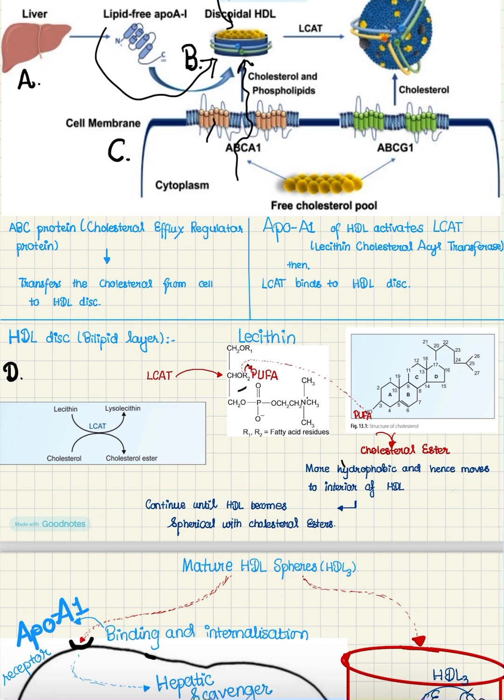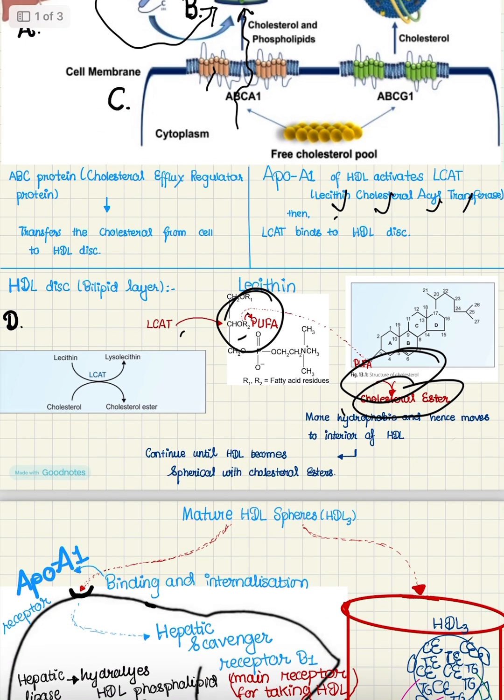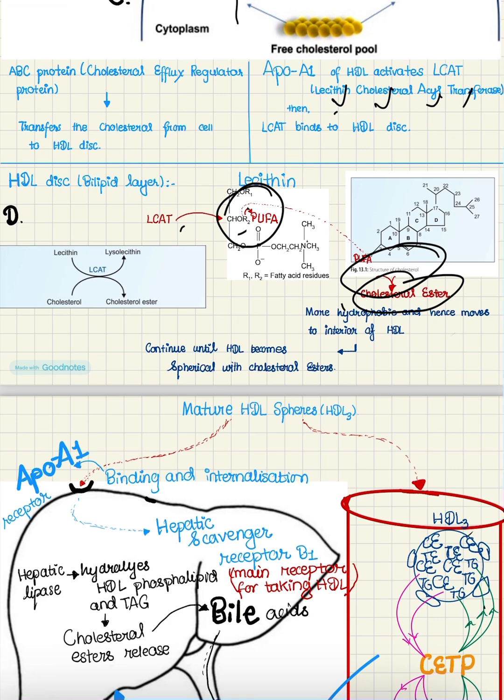Then how is LCAT named? LCAT is named lecithin cholesterol acyl transferase. Why? Because it acts on the carbon number 2 of the lecithin and converts the cholesterol into the cholesterol ester. That's why it is named lecithin cholesterol acyl transferase. And this process continues until the HDL is completely filled with the cholesterol ester. That means the HDL becomes more spherical because the cholesterol ester moves into the interior part. That spherical HDL is called the mature HDL or HDL3.